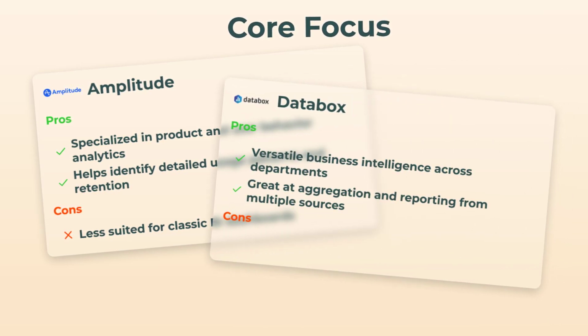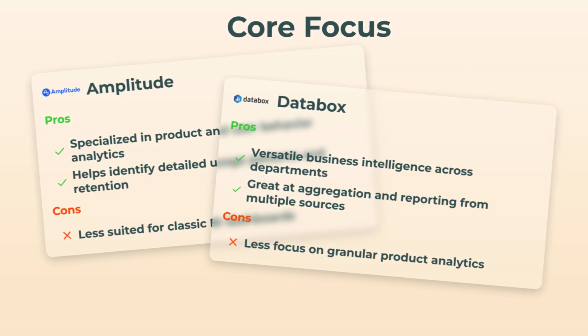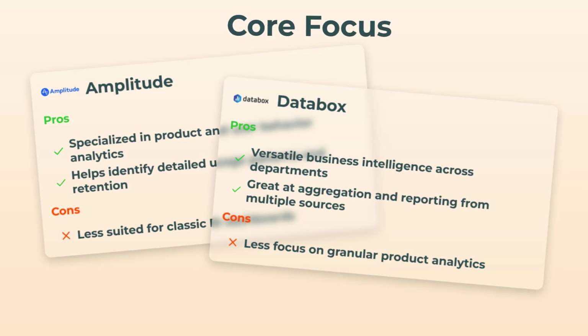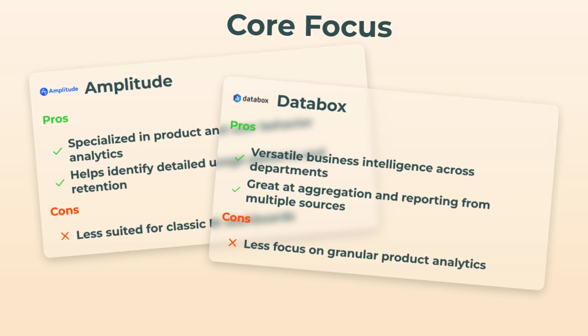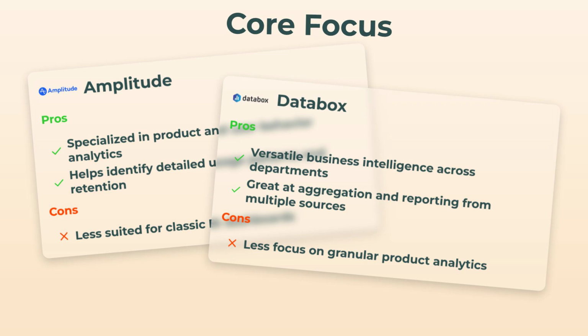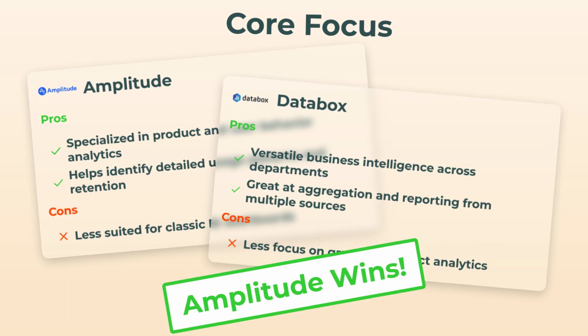Now, Databox is more of a jack of all trades. It's for everything business intelligence, pulling together marketing, sales, finance, you name it, into one place so anyone can get a 10,000-foot view. But it's less about that granular, user-specific product stuff. So who wins here? Amplitude takes this one. No contest, if you're all about product.